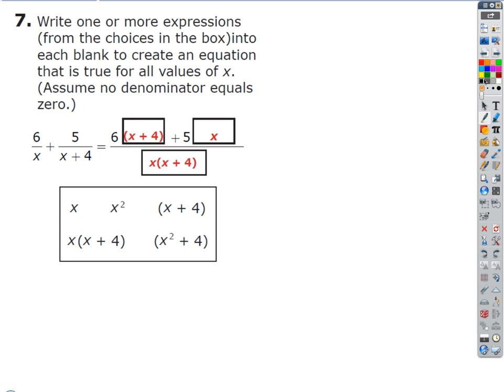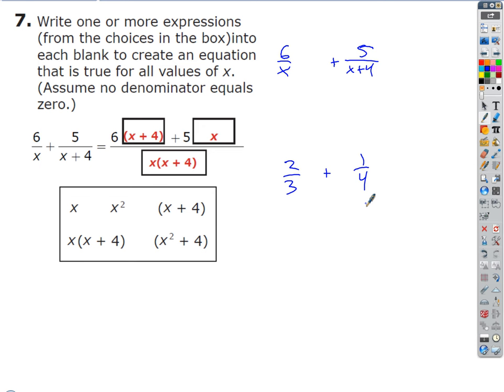But what if we wanted to simplify something like 6 over x plus 5 over x plus 4? What's our rule? When we add fractions, what do we always have to get? We have to get a common denominator, right? So if I wanted to add something like 2/3 plus 1/4, what would my common denominator be? It'd be 12. How would I get it? Why did you say 12? 4 and 3 both go into that, right?